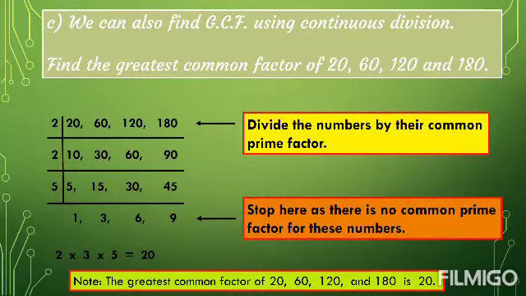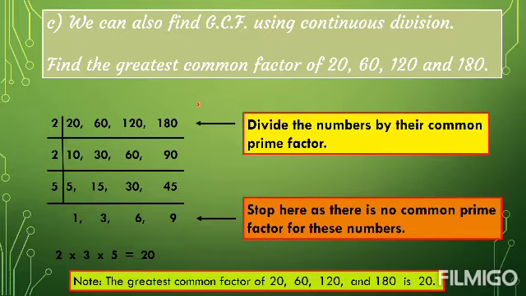Okay, so now class, as you see here on the slide, we can also find GCF using continuous division. Earlier, in the previous slide, we used prime factorization. This time, we'll be discussing the topic: finding the greatest common factor using continuous division. The numbers here, class, are four already. These are 20, 60, 120, and 180.